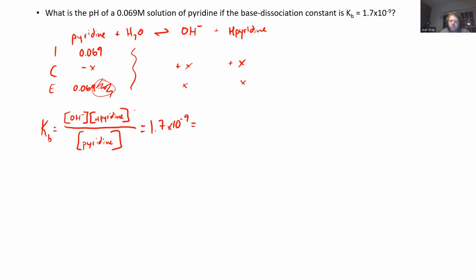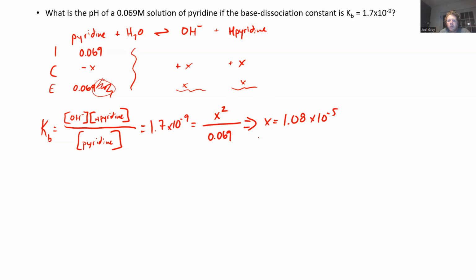Now I can plug my numbers in. I know that the concentration of hydroxide is X, and the concentration of H pyridine, my protonated base, is also going to be X. So I'm going to end up with X times X, or X squared, over 0.069. 0.069 times 1.7 times 10 to the negative ninth equals 1.173 times 10 to the negative 10th. I'm going to take the square root of that, and I end up with X equals 1.08 times 10 to the negative fifth. So that gives me my hydroxide concentration.